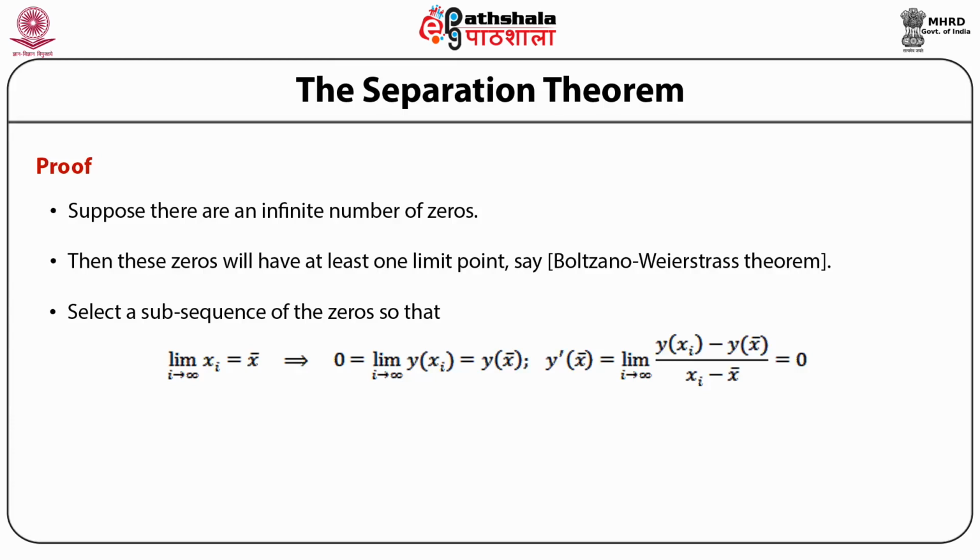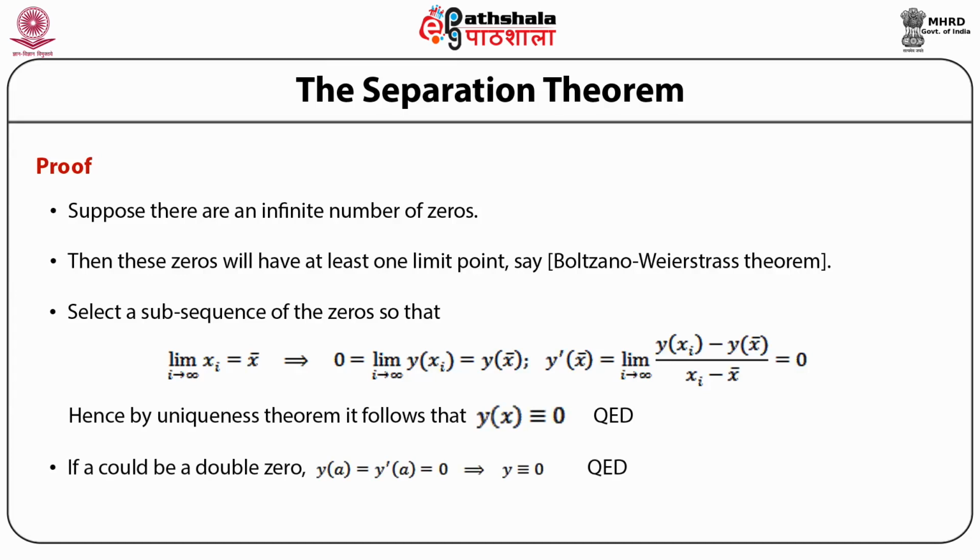Further, y prime of x bar is equal to limit i tending to infinity y of xi minus y of x bar divided by xi minus x bar. This is equal to 0. Hence, by uniqueness theorem, it follows that y of x is equal to 0. If a could be a double zero, then y of a is equal to y prime of a is equal to 0, which implies that y is equal to 0.